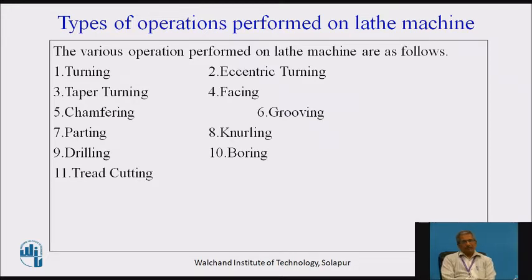Facing: here the tool travel is perpendicular to the axis of the lathe, which will remove the material from the face of the object, which will reduce the length of the object. Chamfering is removing the sharp edges. After facing and turning, sharp edges on the circumference are generated. So particular types of tools are used to give chamfers of different lengths depending upon the requirement. Grooving is the preparation of a groove or an undercut on the circumferential part.